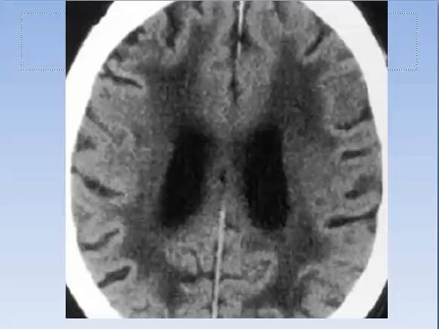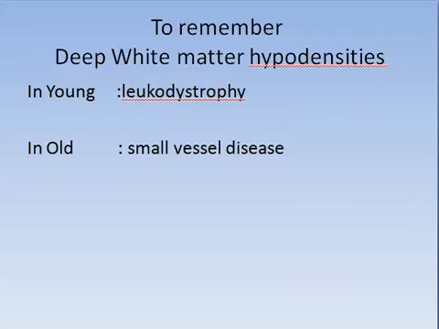This is bilateral. It may be different from what I was talking about, but it is important to know about it. That is the characteristic appearance of deep white matter ischemia. If it is in a young patient, this is leukodystrophy, but if it is in an older patient, it is small vessel disease. So don't forget that: leukodystrophy and small vessel disease according to age.